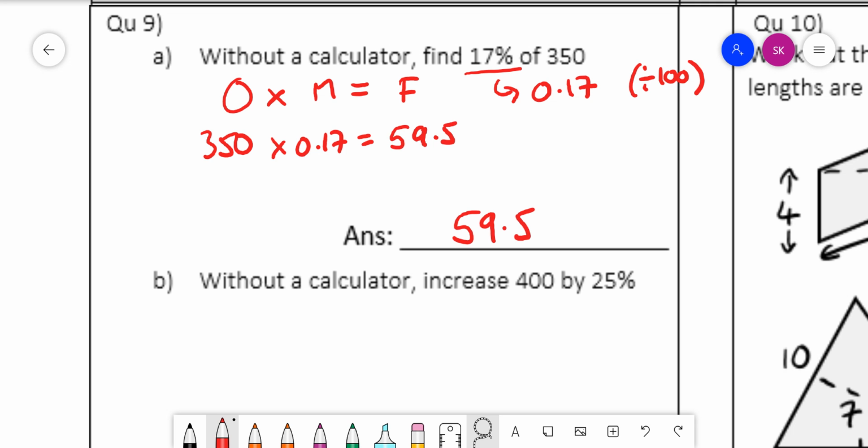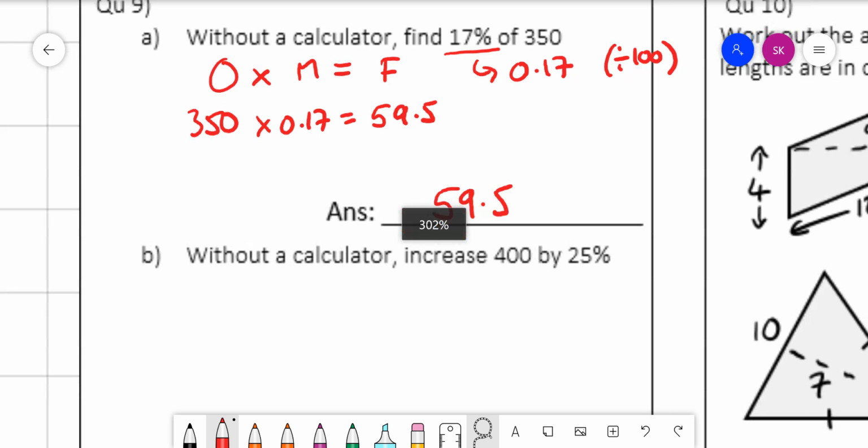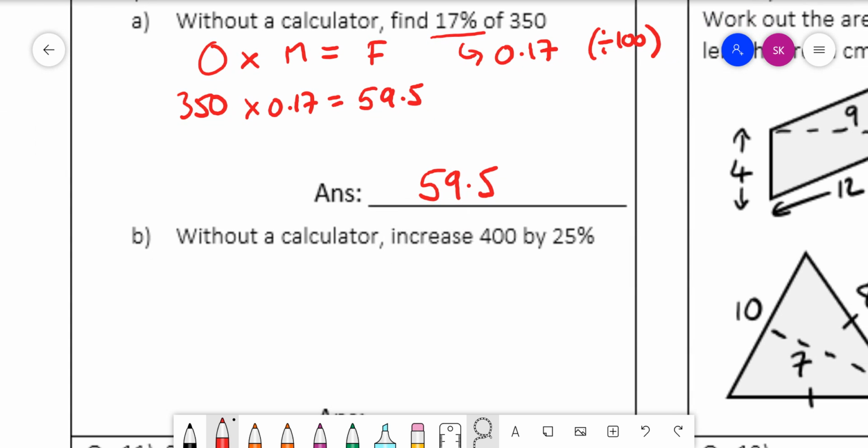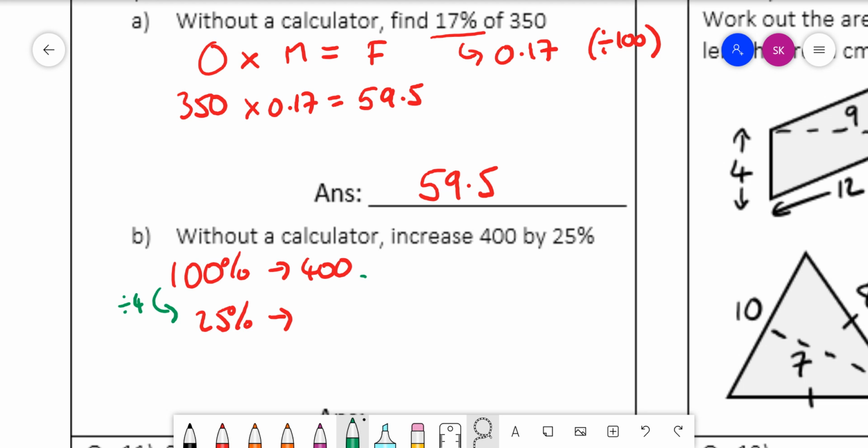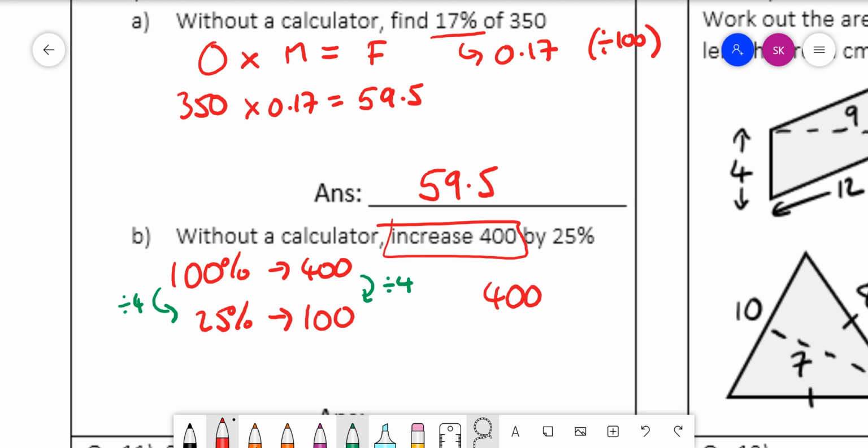Part B says without a calculator, increase 400 by 25%. 25% is one of those percentages which is actually quite easy to find. If I know that 100% is 400, 25% is just divided by 4, because 25 goes into 100 4 times. So 25% is just 100. If I'm increasing 400 by 25%, it means I'm doing 400 plus the 25%, so plus the 100, and overall, that's going to give me 500.